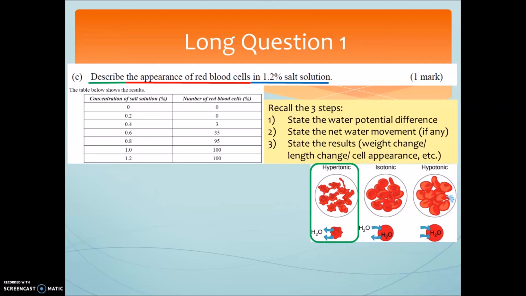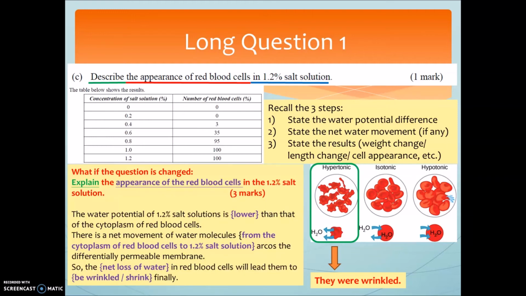So describe the appearance. Normally, they are wrinkled, they shrink, that's very okay. But if I change the question a bit, I also want you to employ the 3 steps to answer this question. Same logic flow as before. Explain the appearance of the red blood cell in 1.2% sucrose solution. I want you to tell me the appearance, and I also want your explanation. So follow the 3 steps. State the water potential difference. The water potential of the 1.2% sucrose solution is lower than that of the cytoplasm of the red blood cell. Higher or lower difference, right?